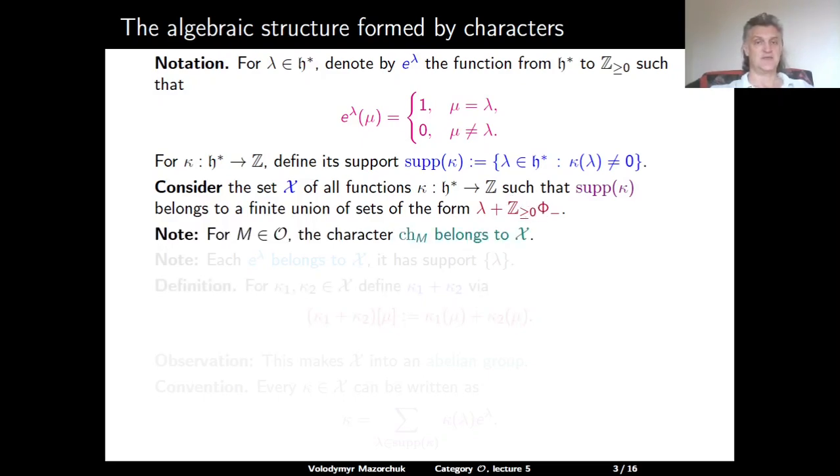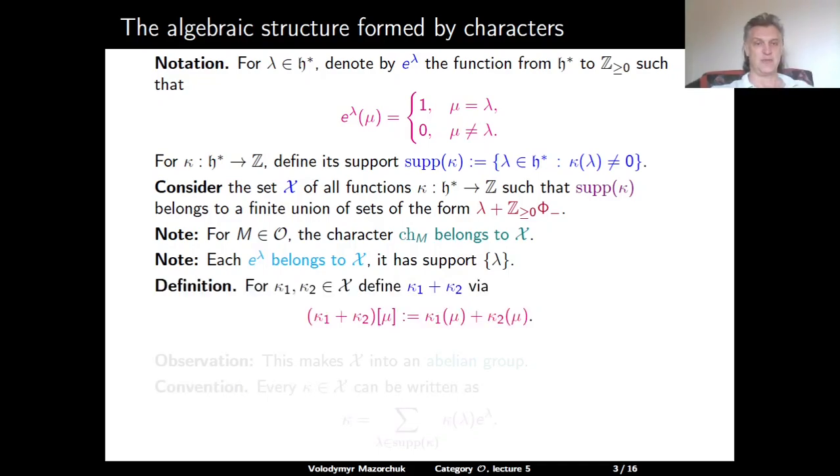From this, it is very easy to see that for any module in O, the character of this module belongs to the set X. And of course, it is trivial from the definition that each function, the exponent of lambda, belongs to the set X. So this function has support consisting of one point, lambda.